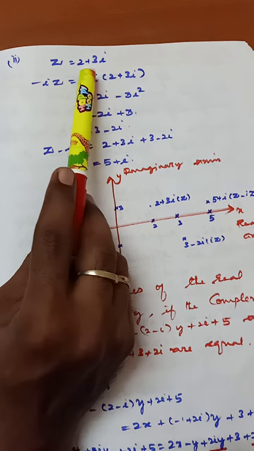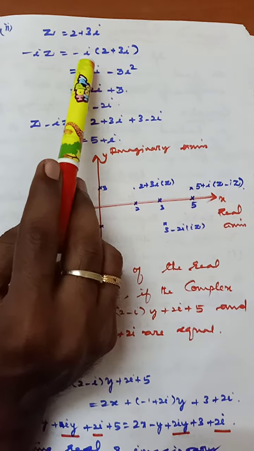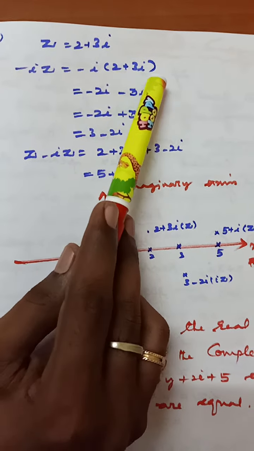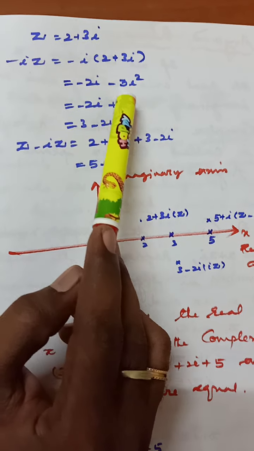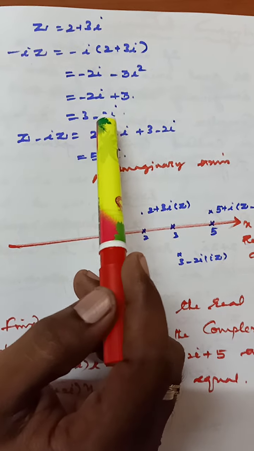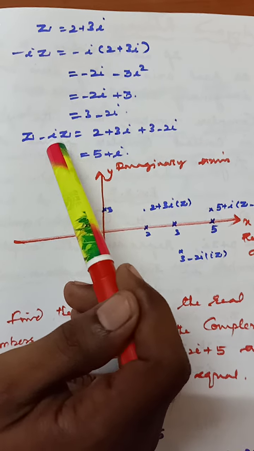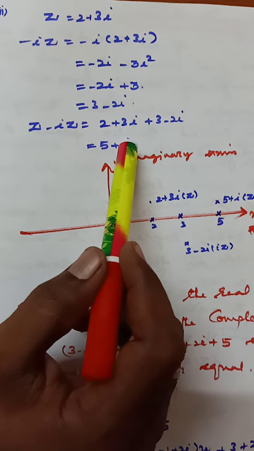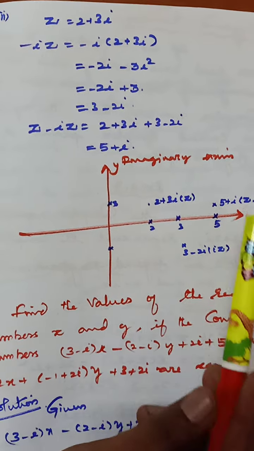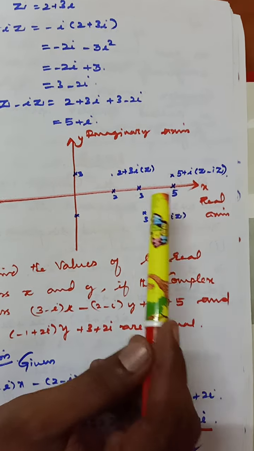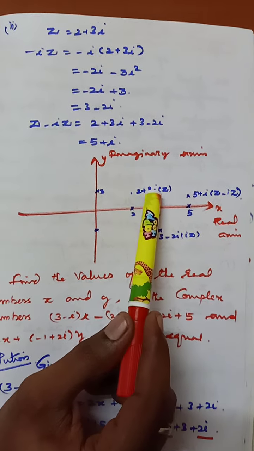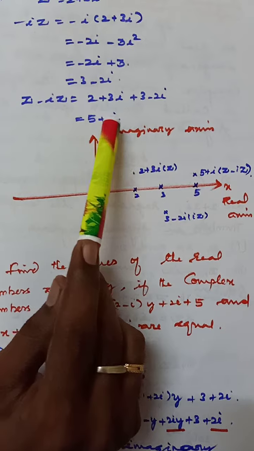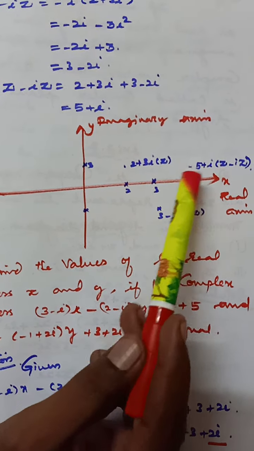Now the second part. Your z again is the same number, 2 plus 3i. Minus iz is minus i into 2 plus 3i, that becomes minus 2i minus 3i square. Again i square is minus 1, so minus 3 into minus 1 is plus 3. So in standard form it is 3 minus 2i. And z minus iz becomes 2 plus 3i plus 3 minus 2i, that becomes 5 plus i. As usual, on your imaginary axis and real axis, your first number z is 2 plus 3i, the second number is 3 minus 2i, and the third one is 5 plus i. That's it. So this is your diagram.